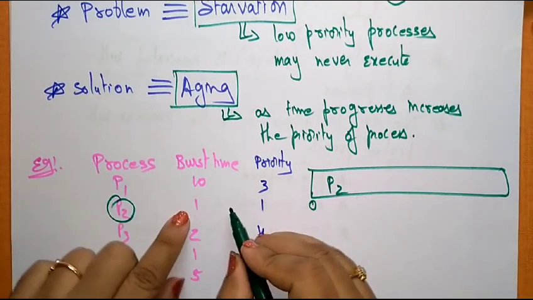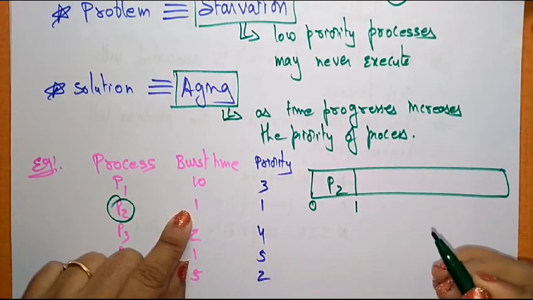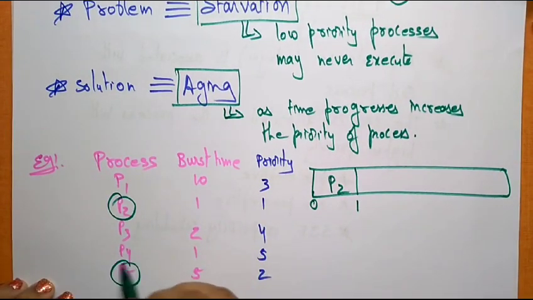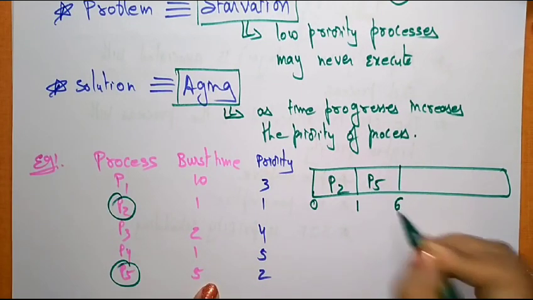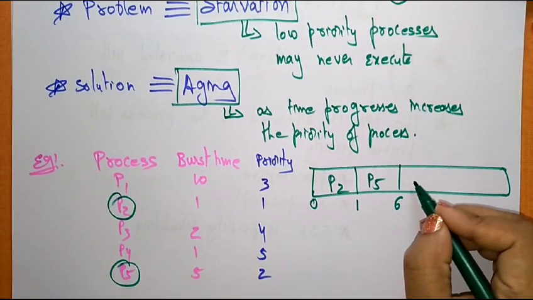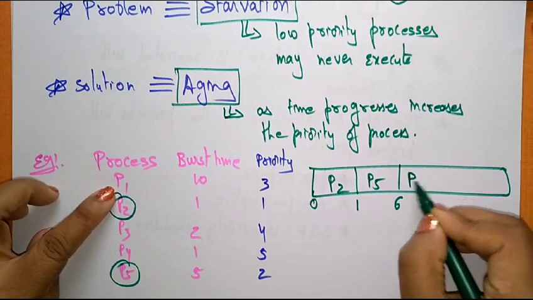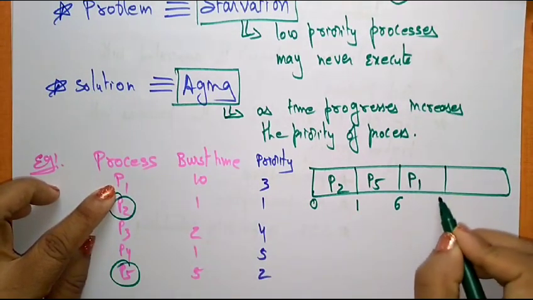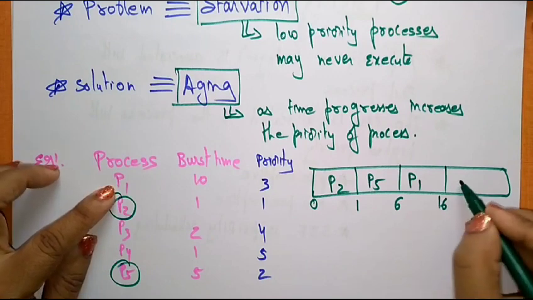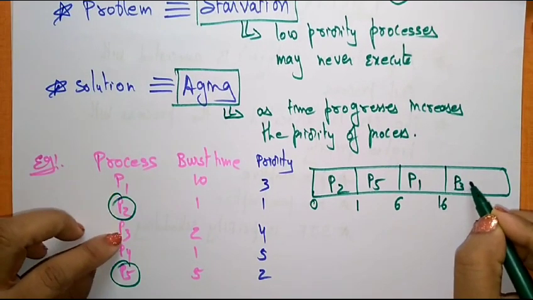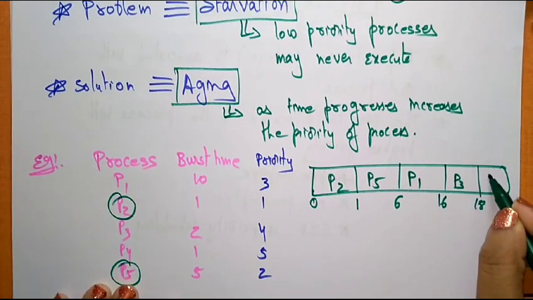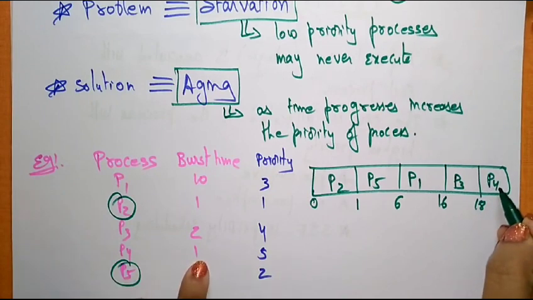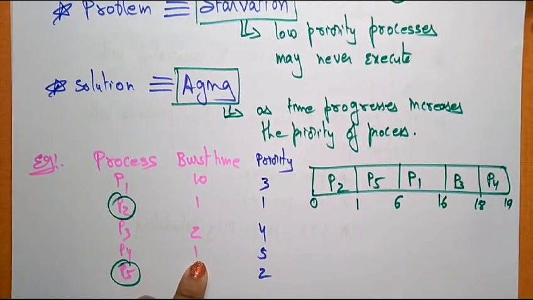First P2. So what is the burst time of P2? Only 1. Next highest priority is P5. What is the burst time of P5? 5. So 1 plus 5, 6. Next is priority 3, that is P1. P1 burst time is 10. So 10 plus 6, 16. Next is P3, which has the next priority. The burst time is 2. 16 plus 2, 18. The last is P4. The P4 burst time is 1. 18 plus 1, 19. So this is how the CPU is going to calculate.